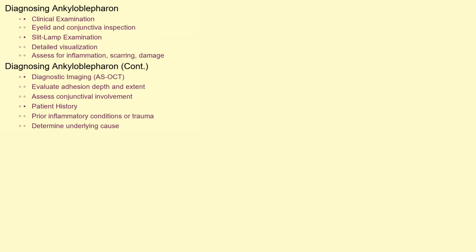How is Ankyloblepharon diagnosed? Diagnosis primarily relies on a thorough clinical examination. The ophthalmologist will carefully inspect the eyelids and conjunctiva, assessing the extent and nature of the adhesion. A slit lamp examination is crucial to visualize the conjunctiva and cornea in detail, looking for signs of inflammation, scarring, or damage. In some cases, diagnostic imaging, such as anterior segment optical coherence tomography or ASOCT, can be used to evaluate the depth and extent of the adhesion, as well as to assess the involvement of the conjunctiva. A detailed patient history, including any prior inflammatory conditions or trauma, is also essential for determining the underlying cause.